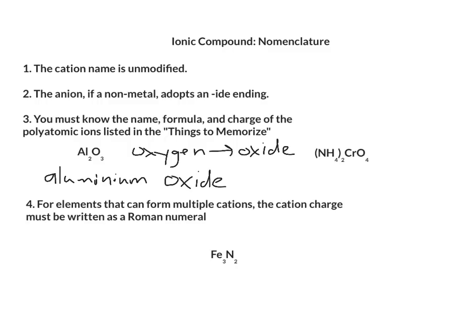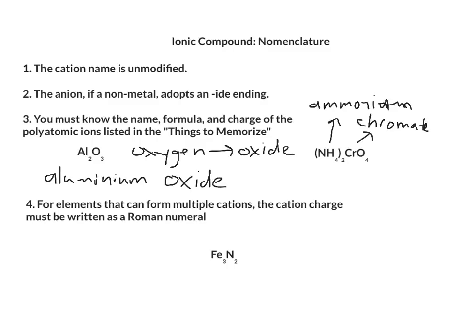The next compound is composed of polyatomic ions. So you have to have those committed to memory. The first is the only polyatomic cation you have to know, ammonium. And then the next is the chromate ion. These are things to memorize. You either know them, you've got them committed to memory, or not. So the name of this compound is ammonium chromate.